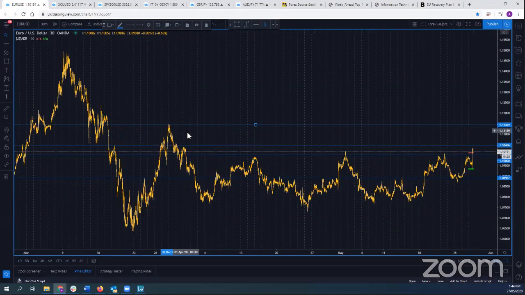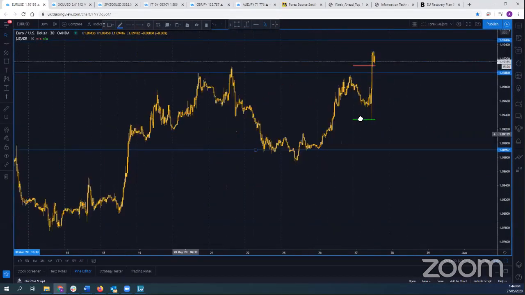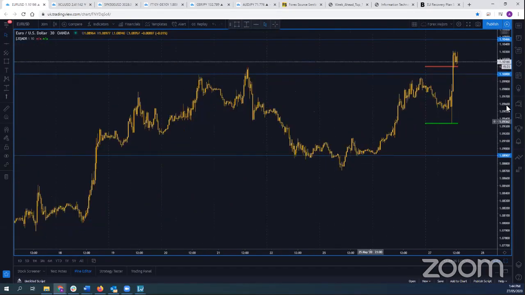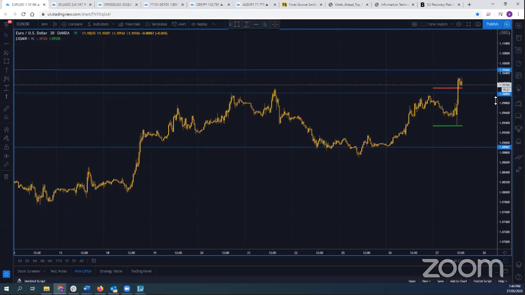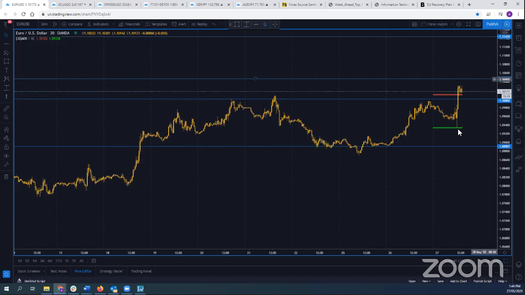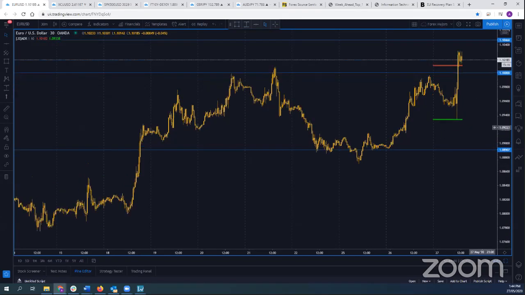So a couple of upside and downside ones we're looking at. But from a short-term point of view, to the upside, watch out for 110.50. To the downside, I think the first one will be 109.50 and then followed by the 109.